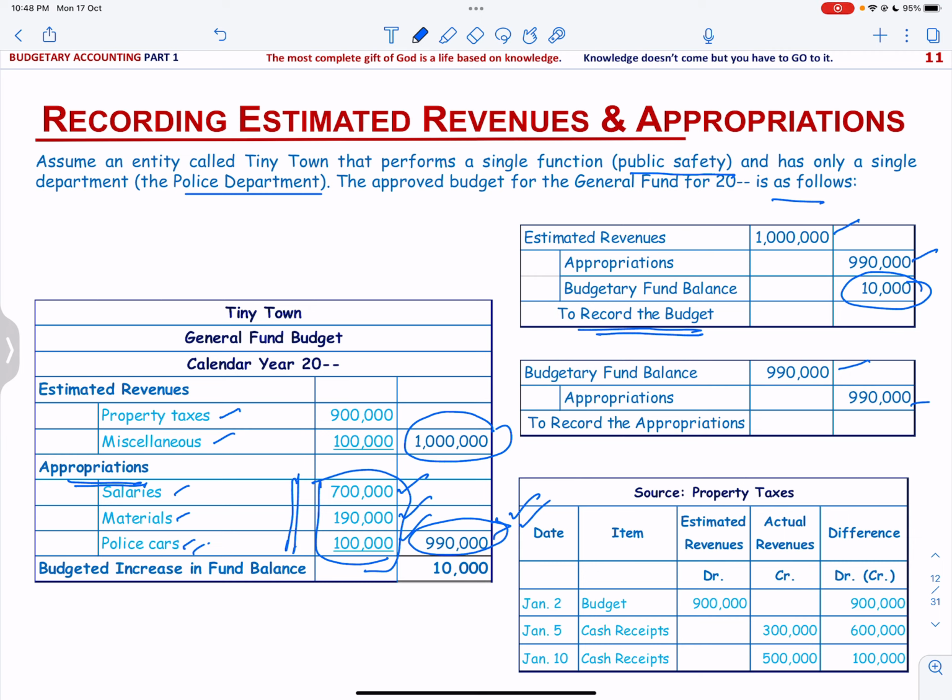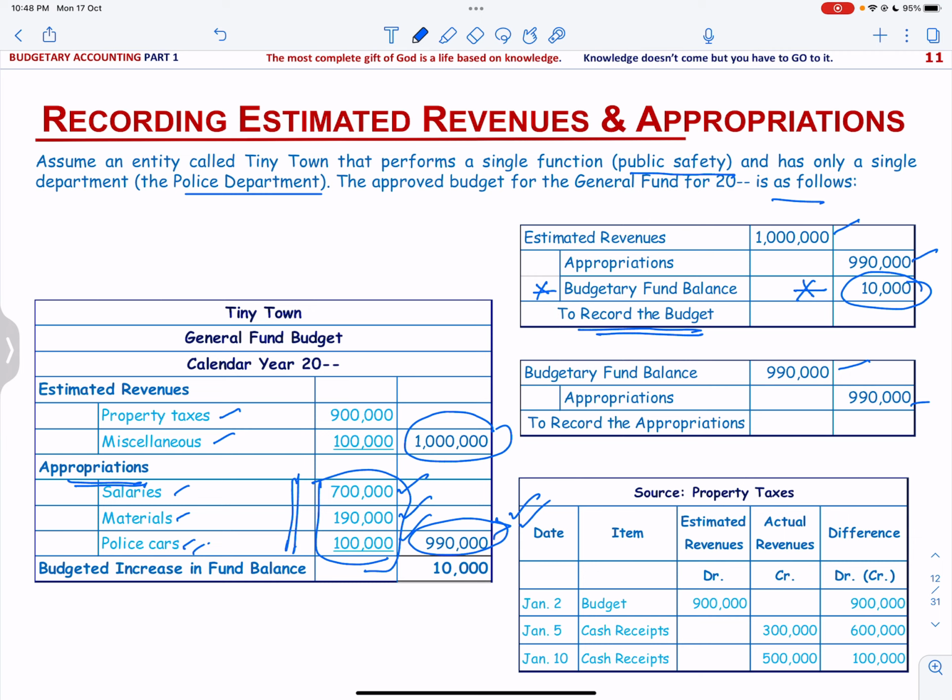Note that the credit balance of the budgetary fund balance indicates that Tiny Town has a surplus budget. In case appropriations are more than the estimated revenue, then the budgetary fund balance will have a debit balance, indicating a deficit budget. But in this case, obviously, this is a surplus budget.